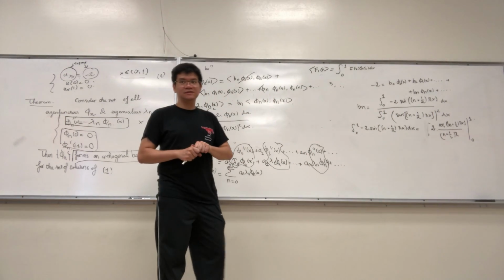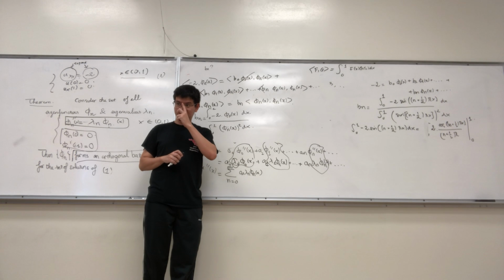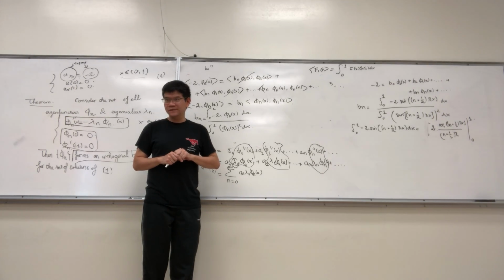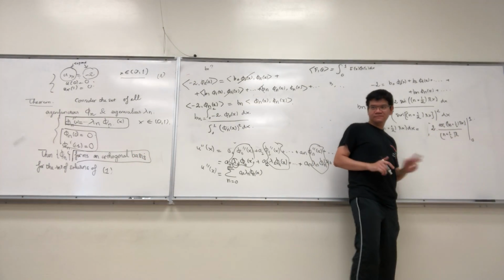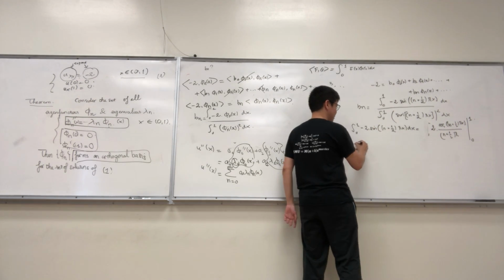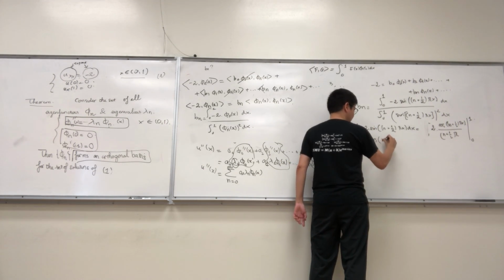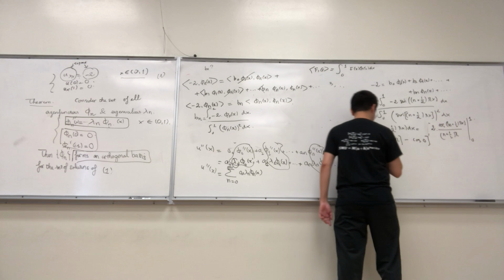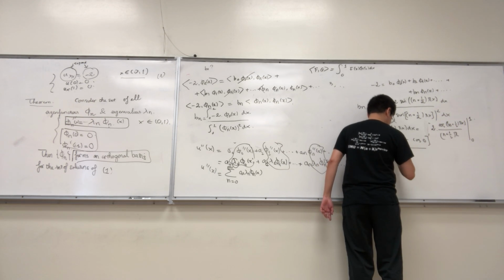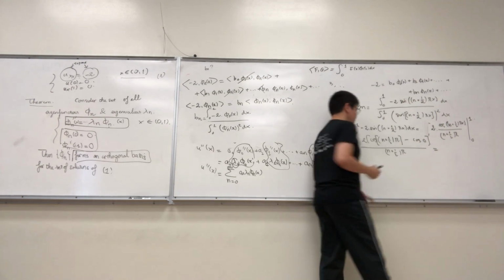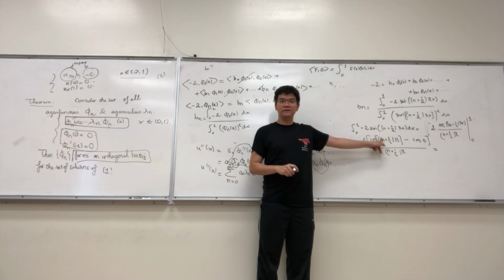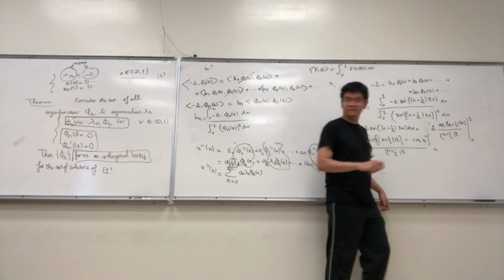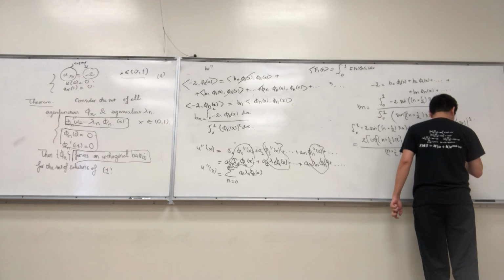So what is the value for this one? Because you have to subtract the values at 1 and 0. Here you have 2 cosine of n plus 1 half pi, minus cosine of 0, and then you have n plus 1 half pi. The first one gives me 0, and the second one is minus 1. So I have minus 2 over n plus 1 half pi.